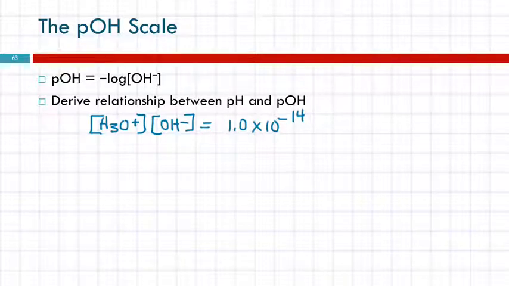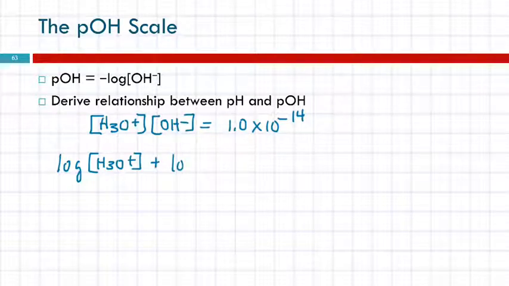I can derive a relationship between pH and POH from this equation by taking the logarithm of both sides. So if I take the logarithm of this thing times this thing, then instead of multiplying, I'm adding. And again, if this doesn't make sense to you, it's okay. But some of you are interested, and so I'm going to go through it quickly. For logarithms, you add instead of multiplying.